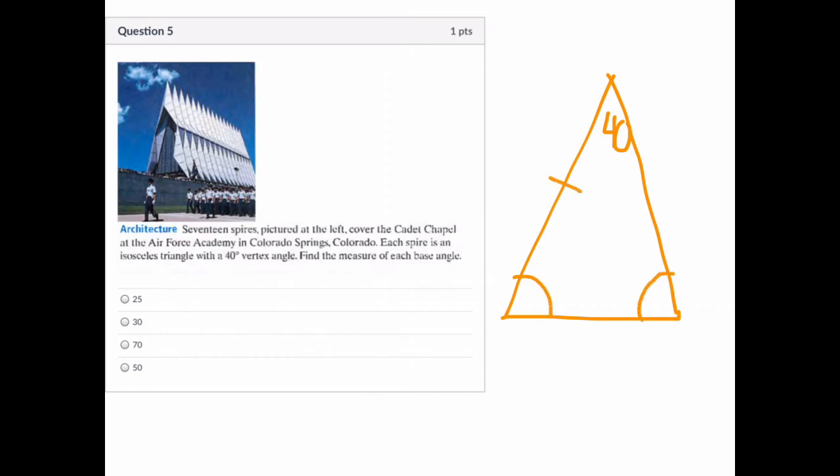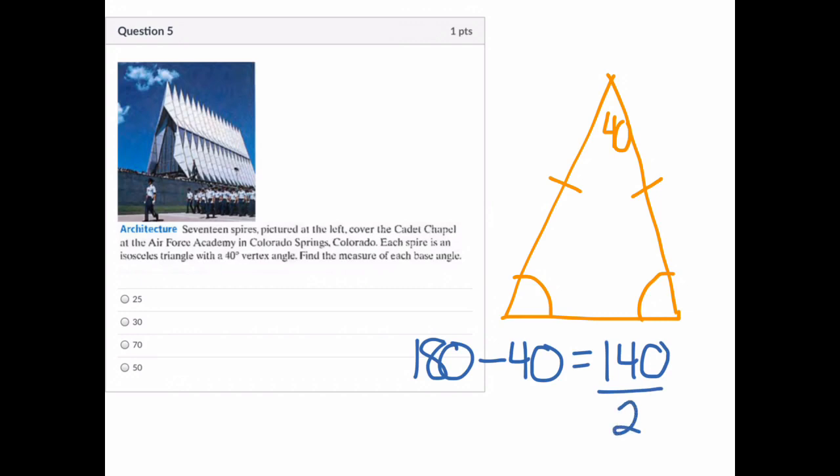Well, because we know that this is isosceles, we know that the base angles are also congruent. So we know that each triangle has 180 degrees. So if we take that 180 degrees and we subtract out the vertex angle that we know, we have 140 degrees left between those two angles. Since we know those two angles are equal, we can divide that by 2. And 140 divided by 2 leaves our base angles of 70 degrees each.